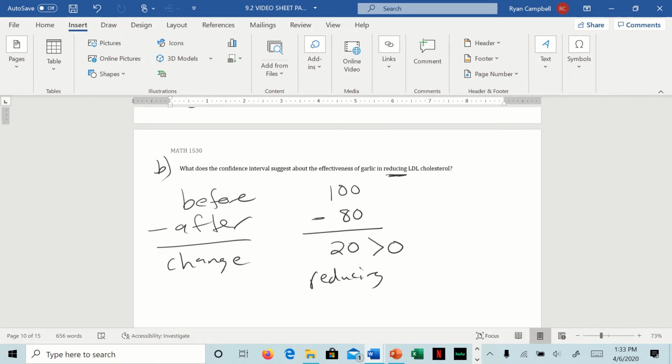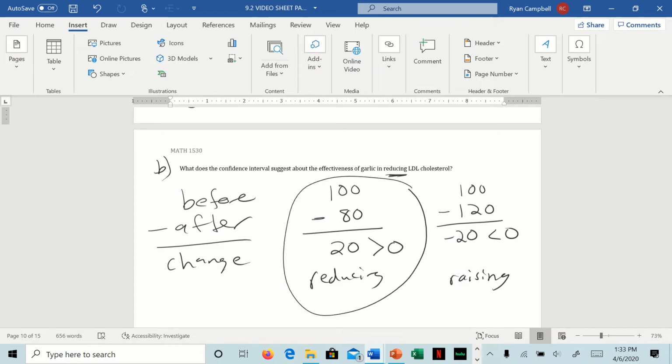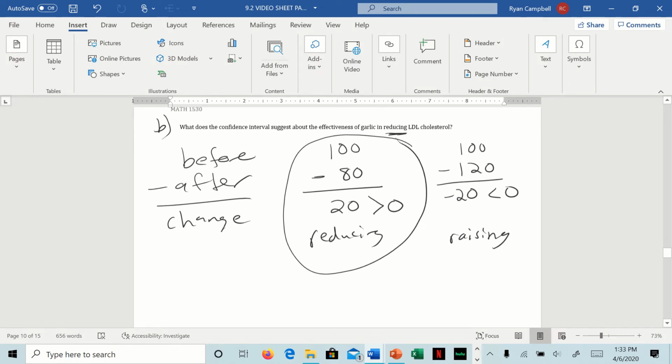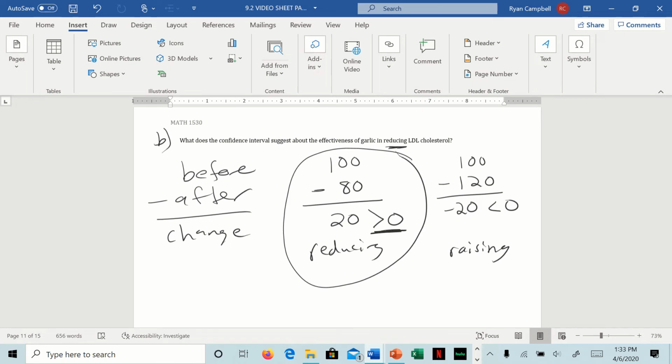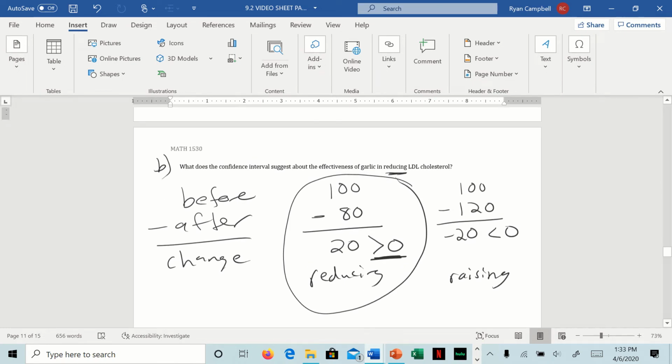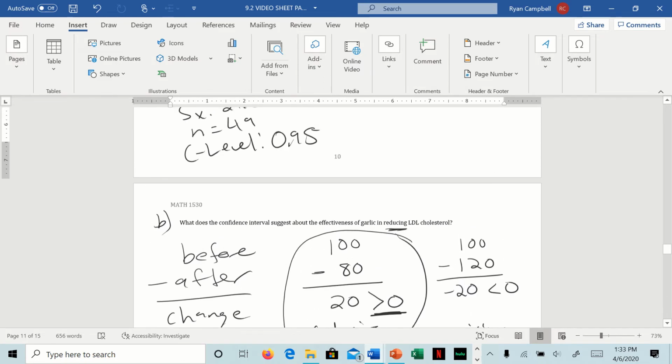If it raised the cholesterol, so let's say that you started with 100 and you actually had a higher cholesterol. This was raising cholesterol. What would we expect to see? So the after could be something like 120. When you subtract, you end up with negative 20, which is a negative number, right? So what we want to see, if it has an effect, it needs to be bigger than 0, right? Our whole confidence interval needs to be bigger than 0.